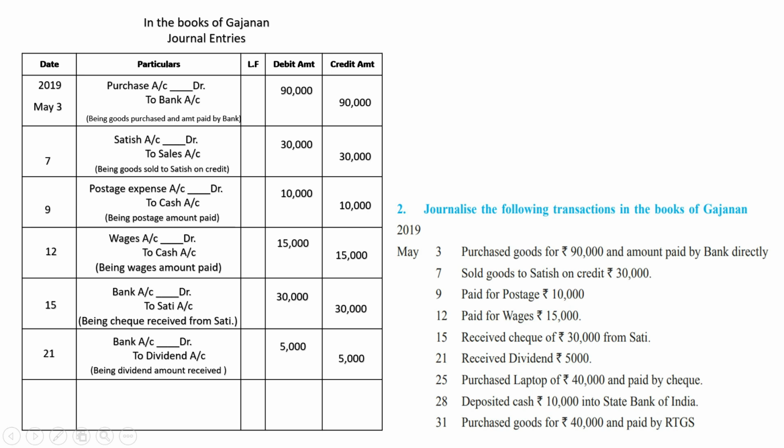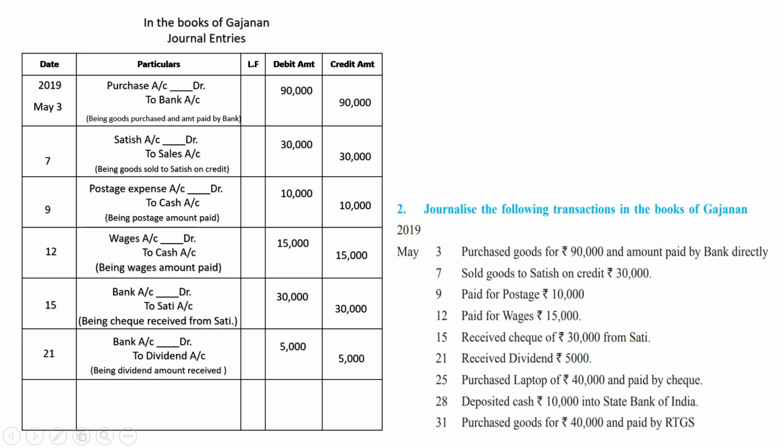परचेज लैपटॉप. सी हियर, परचेज लैपटॉप. 25th मई को क्या बोला है? परचेज लैपटॉप. नेम ऑफ द गुड्स इज गिवन. What you have purchased? You have purchased laptop. Laptop means assets. Assets means real rules, real account. Real rules क्या होता है? Debit what comes in. Since you are purchasing laptop, laptop will come in, right?